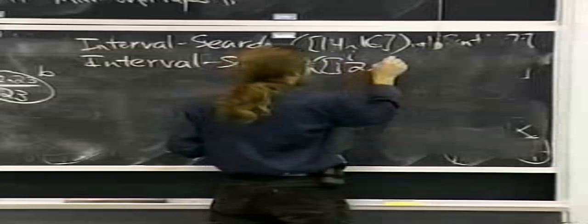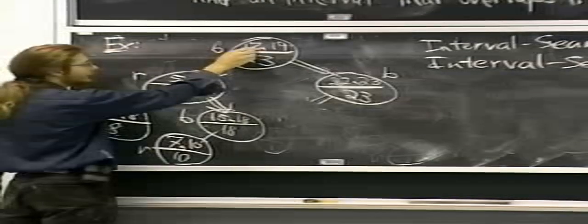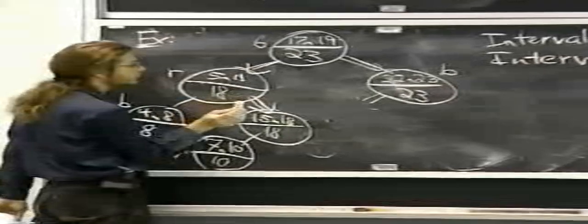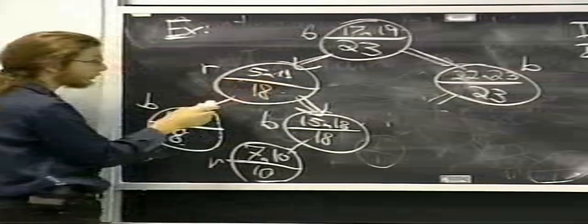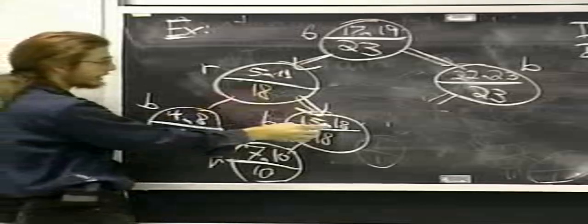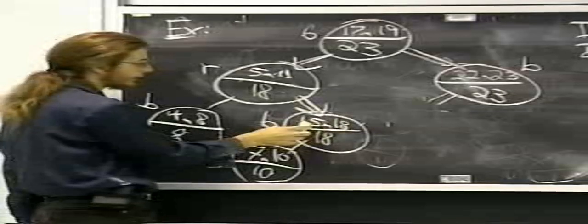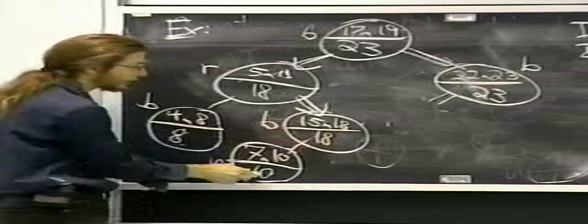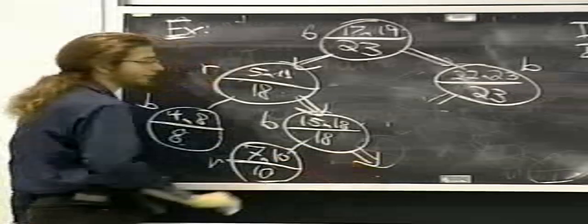Let's do another example, almost the same. Suppose I'm looking for 12, 14. Again, it doesn't overlap here. 12 is smaller than 18, so I go left. Doesn't overlap here. 12 is larger than 8, so I go right. And doesn't overlap here. That's different. So 12, 14 does not overlap 15, 18. I look at the left subtree. It has m value 10. 12 is bigger than 10, so I go this way, and I fall off the tree, and I don't find anything.